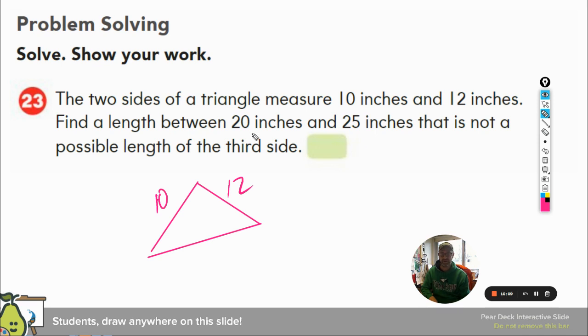Ooh, okay. So the third side, 10 plus 12 is 22, right? So this side has to be less than 22. So what's the length between 20 and 25 that's not possible? Well, 23 and 24 are not possible, because the legs of 10 and 12 couldn't reach 23 and 24. You can even say 25. All right, that one wasn't too bad. It helps to have the picture.